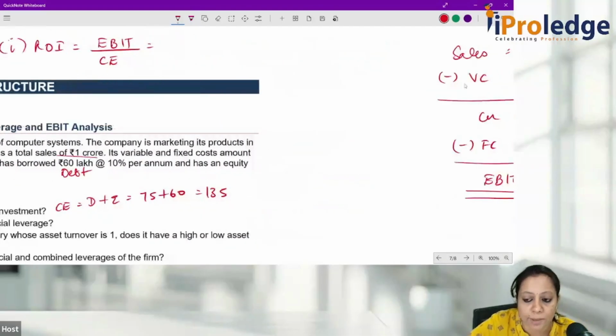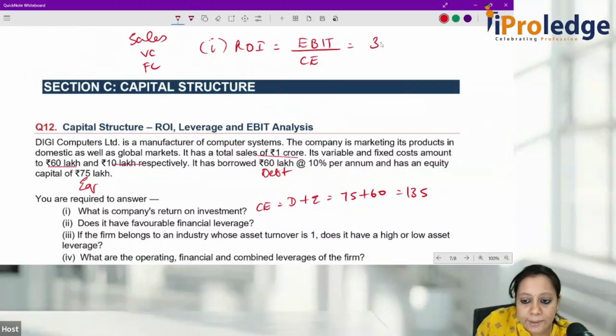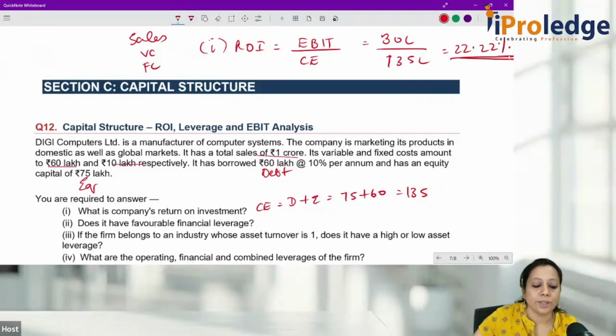EBIT, just now you people saw it was 30 lakhs. So it is going to be 30 lakhs divided by 135 lakhs. How much is that? 22.22. Right, yes. Thank you. 22.22 percentage is the return on investment. So this is done. Okay.